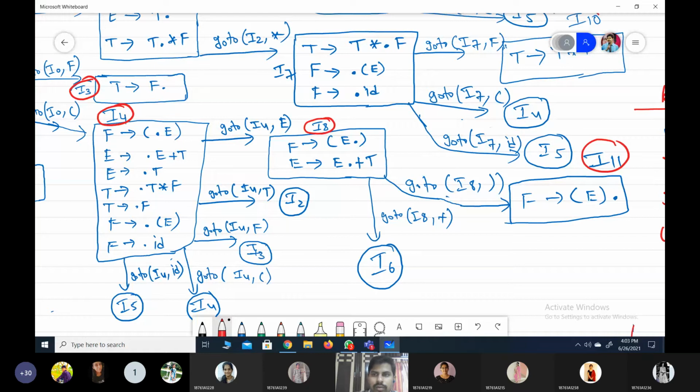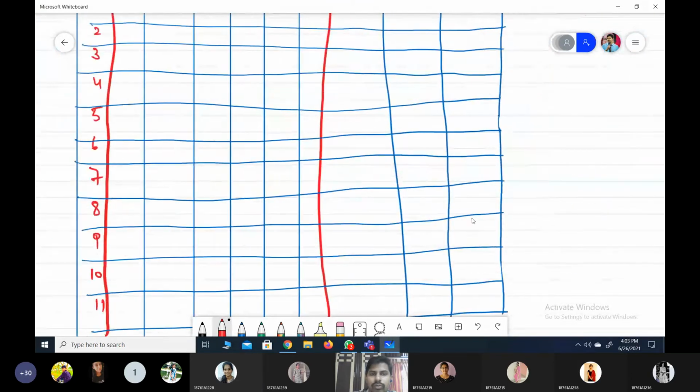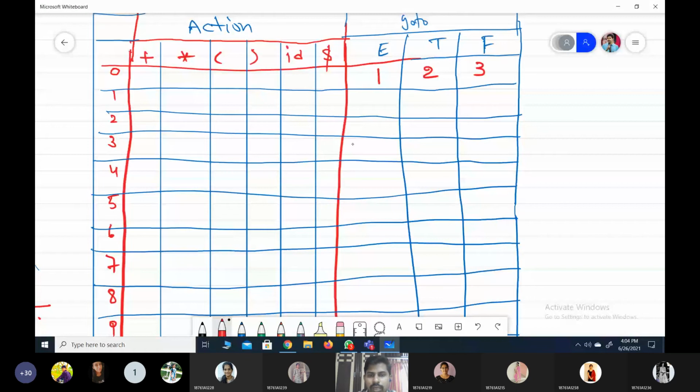On I3 we didn't apply any non-terminals, but on I4 we applied non-terminals: E applied, T applied, F applied. On I4, if E is applied, which state are we moving to? I8. That means the fourth row, E column, is nothing but 8. Fourth row, E column, is nothing but state number 8. Is it okay?